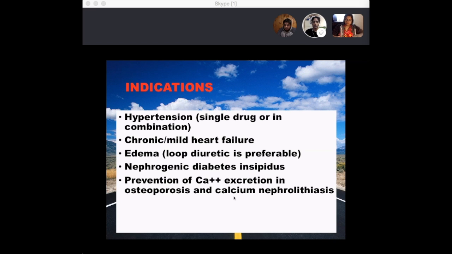Indications are what we would use thiazides for. Hypertension, either as a single drug or in combination. Chronic or mild heart failure. Edema, however, loop diuretics are going to be the quickest and most favorable. Nephrogenic diabetes insipidus is one we want to use thiazides for. And then prevention of calcium excretion in osteoporosis and calcium nephrolithiasis, so kidney stones. This is a good drug to use for kidney stone prevention.